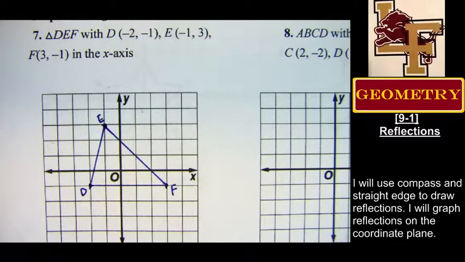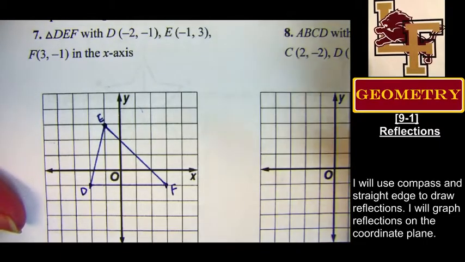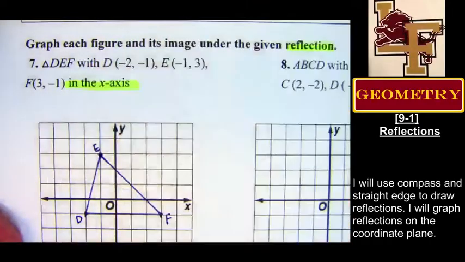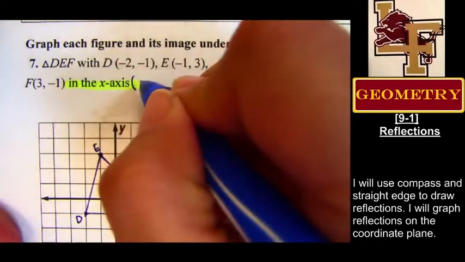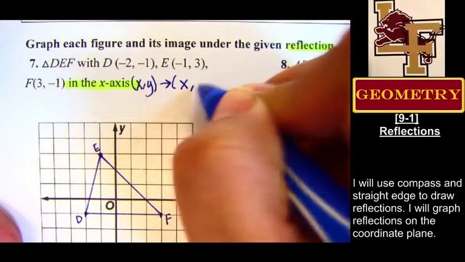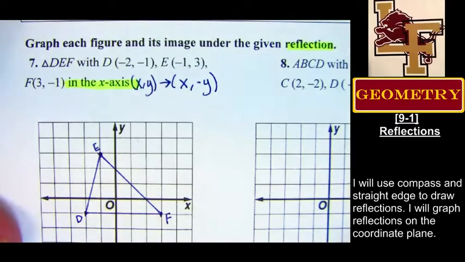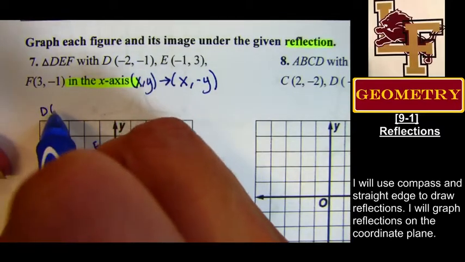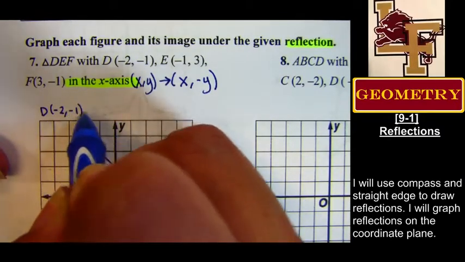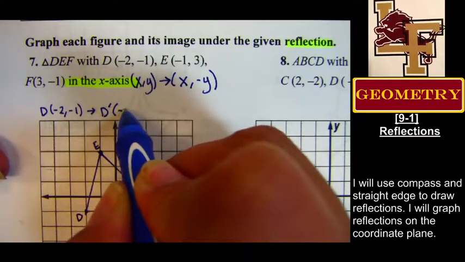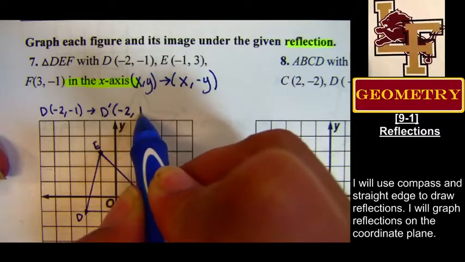Your triangle should look something like this. We've been asked to reflect this in the x-axis. And my map for reflecting in the x-axis says, take the coordinates and change the sign of the y. That's all we have to do. This means that for the point D at -2, -1, its image D prime ends up at -2, +1.